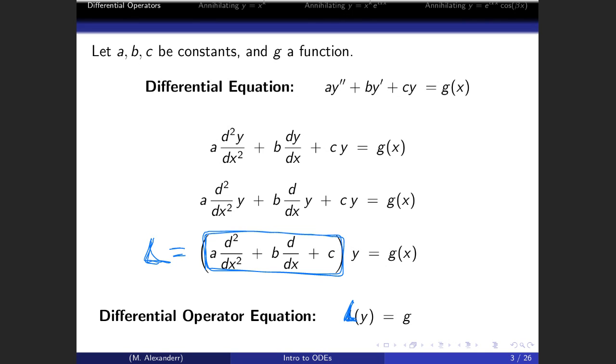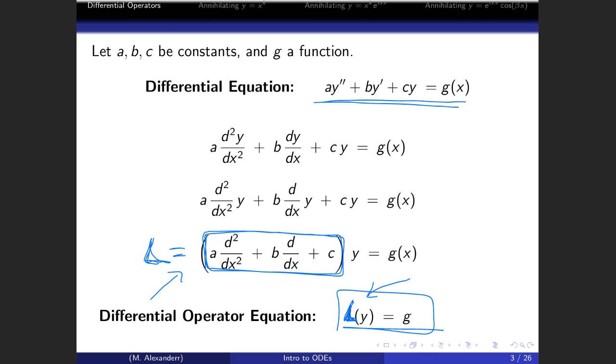In this case, there is a set of instructions on how to differentiate and add things together after you apply it to the y. And so we change the general differential equation into an operator equation. And again, our focus is on the operator L itself.